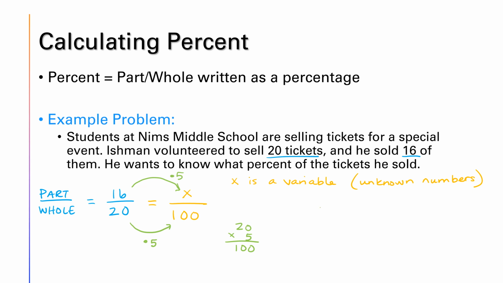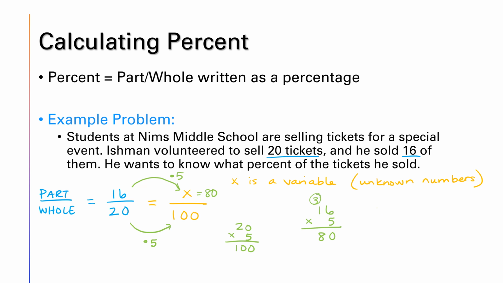Well, I don't know what 16 times 5 is, so I'm going to set it up over here. 5 times 6 is 30. Put a 0, carry my 3. 5 times 1 is 5. 5 plus 3 is 8. So 16 times 5 is 80, and therefore x equals 80.